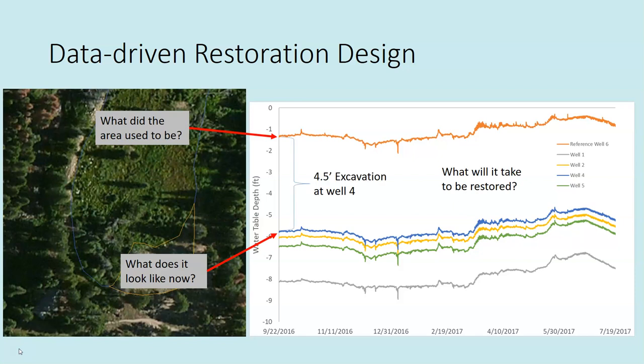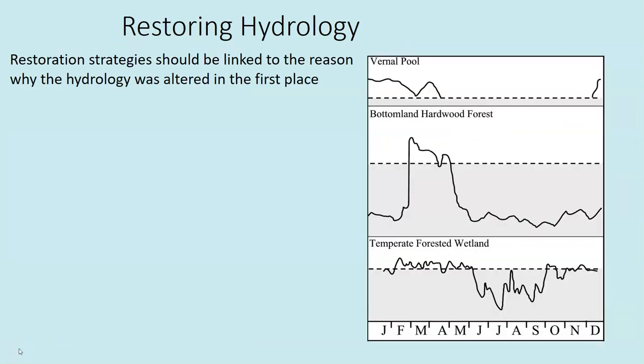Well, in this particular site, for well 4 there, we need 4.5 feet of excavation. It should bring this hillside down to mimic the conditions in our adjacent reference site. Now, when we restore hydrology, your restoration strategy really should be linked to the reason why the hydrology was altered in the first place. And this requires a fundamental understanding of different wetland types.